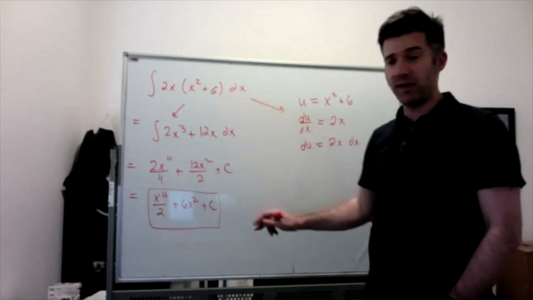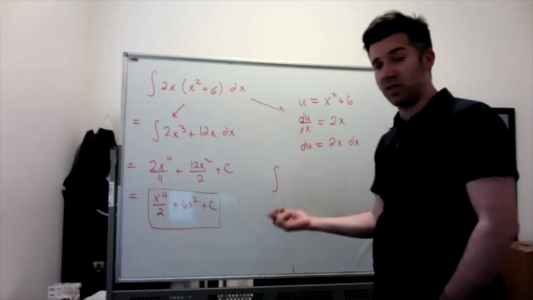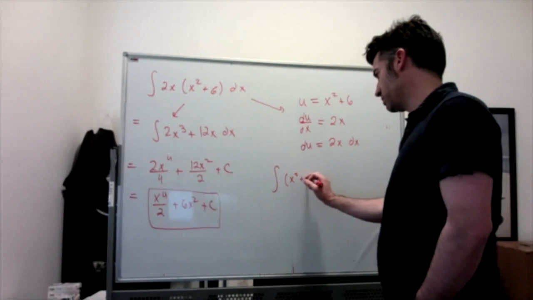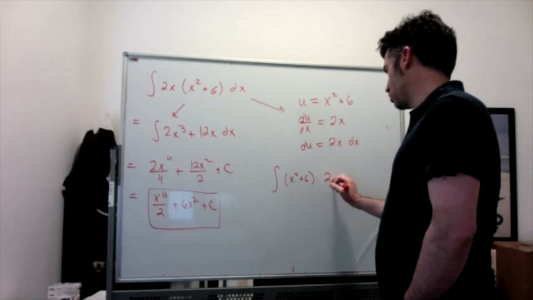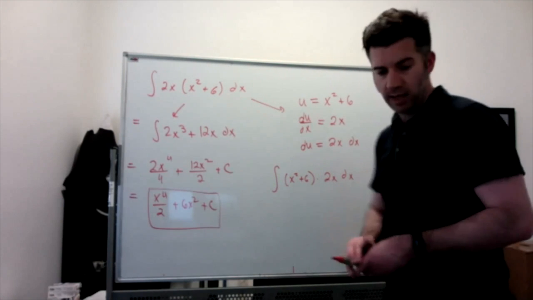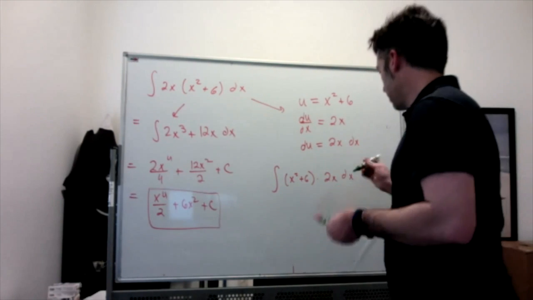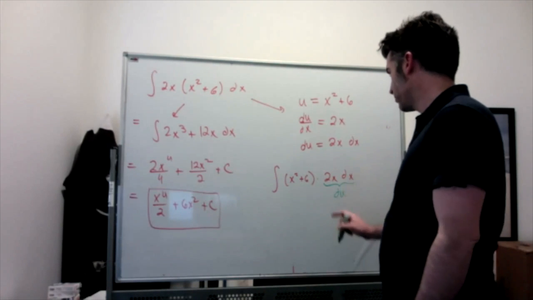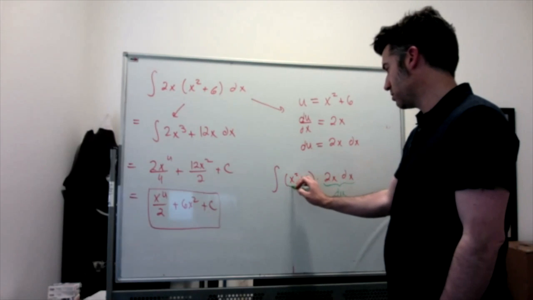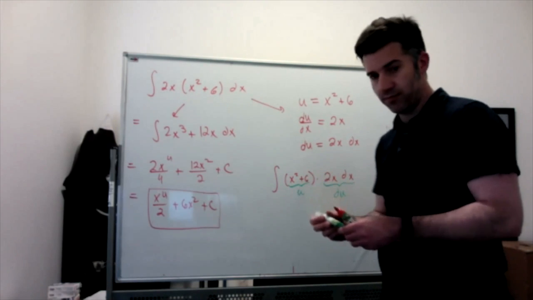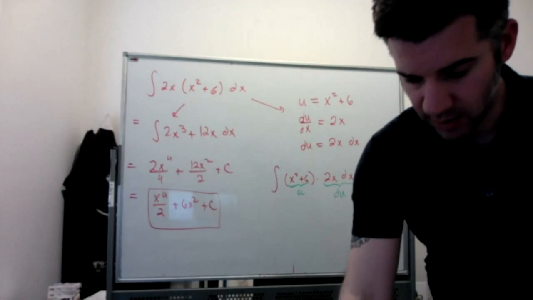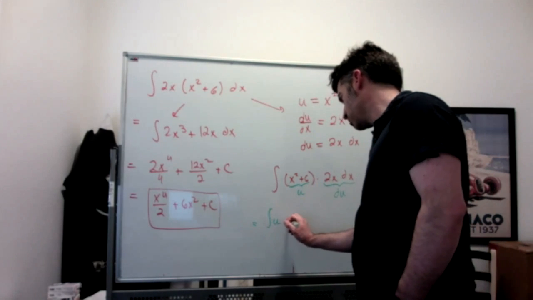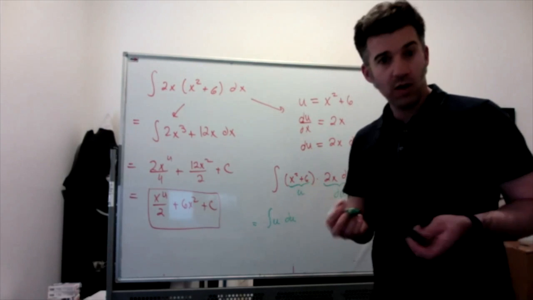So check it out. I'm going to rewrite this integral a little bit. I'm going to change the order of multiplication, which is totally allowed. I've got the integral of (x squared plus 6) times 2x dx. And this is my du, and this here is my u. So you can rewrite this as the integral of u du. We know how to integrate that.